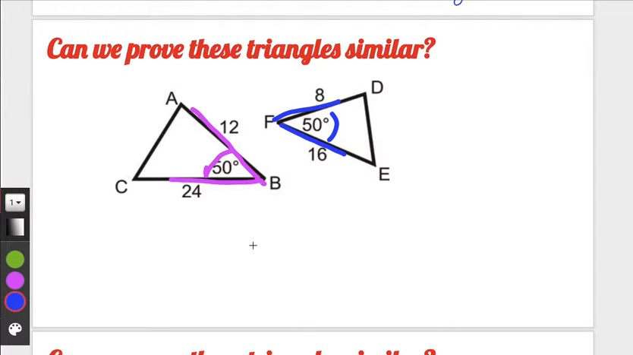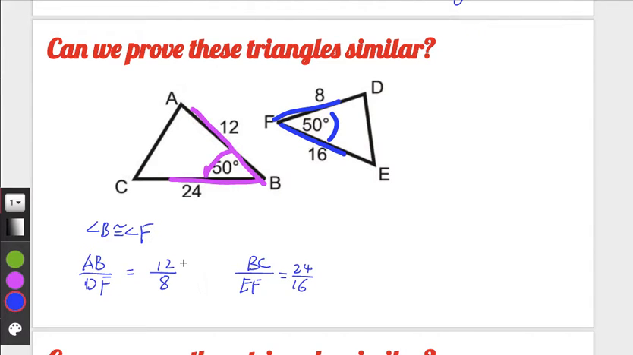So let's check. We know the included angles are congruent. Please make sure to match the angles here. So angle B is congruent to angle F. That's very clear. So let's check what happened to their sides. AB over DF, that's one pair of corresponding sides, which is 12 over 8. And then BC over EF, which is another.